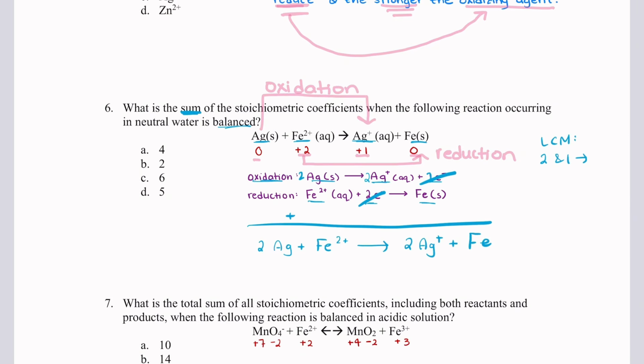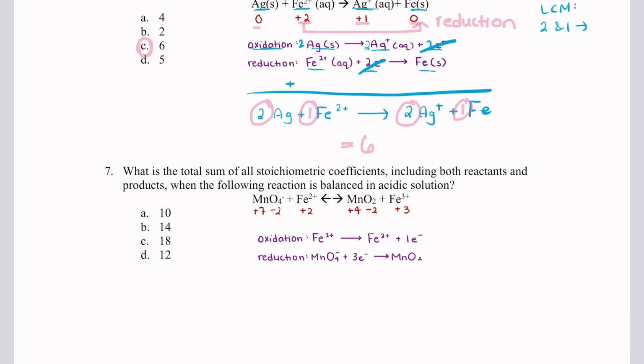So from this balanced reaction, we can just go ahead and start adding up the coefficients to answer this problem. The coefficients are 2 for silver, 1 for iron 2 plus, 2 for silver 1 plus, and 1 for iron. So adding them gives us 2 plus 1 plus 2 plus 1. That gives us a total of 6. Therefore, the sum of these stoichiometric coefficients is 6, and the correct answer is C. Let's move on to problem 7.